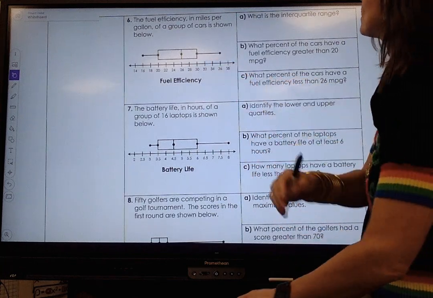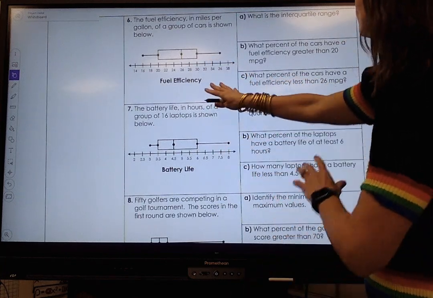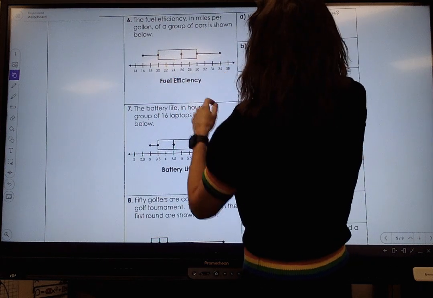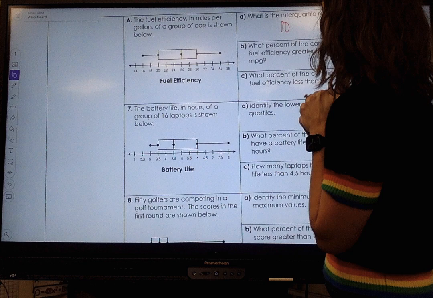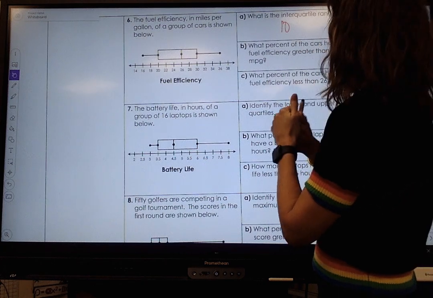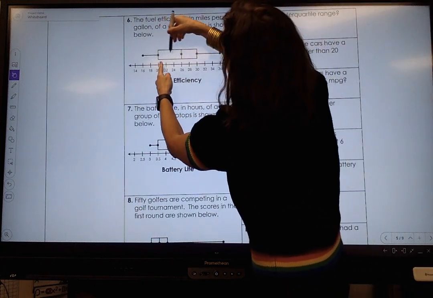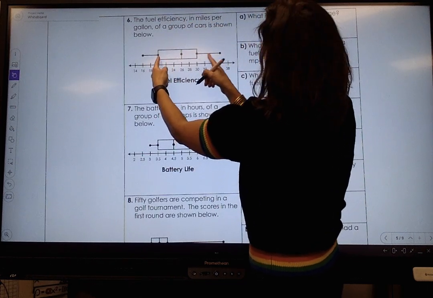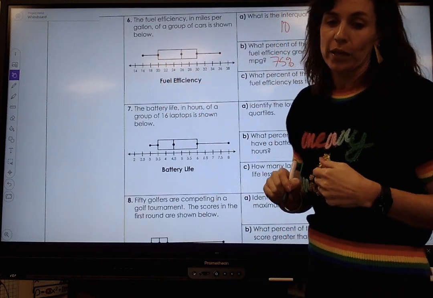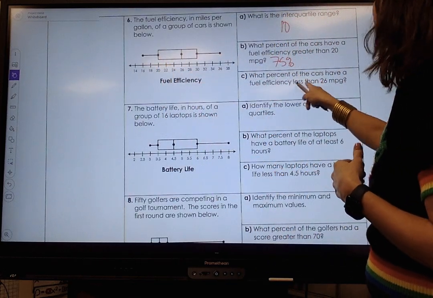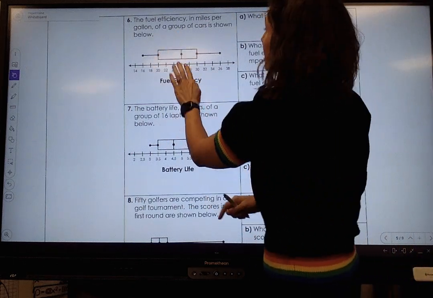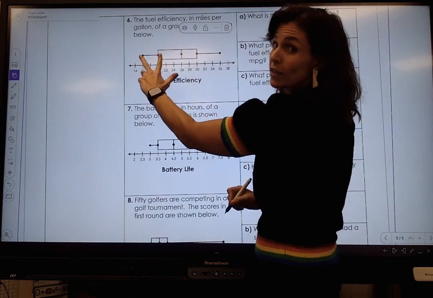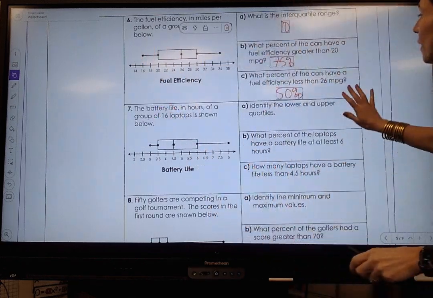So fuel efficiency in miles per gallon of a group of cars is shown below. What is the interquartile range? Remember, here's your interquartile range, 20 to 30. So 10 is your interquartile range. What percentage of the cars have a fuel efficiency greater than 20? This represents greater than 20, so that's 75% of cars have a fuel efficiency greater than 20 miles per gallon. And what percent of the cars have a fuel efficiency less than 26? Less than 26 would be 50% of the population because it's 2 quartiles. Each quartile is 25%. All right?